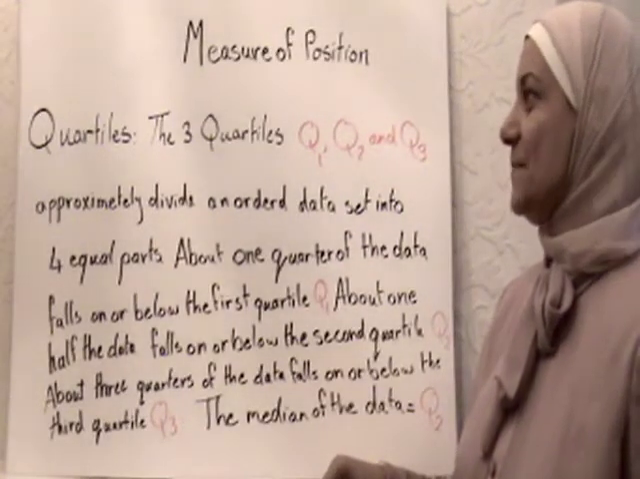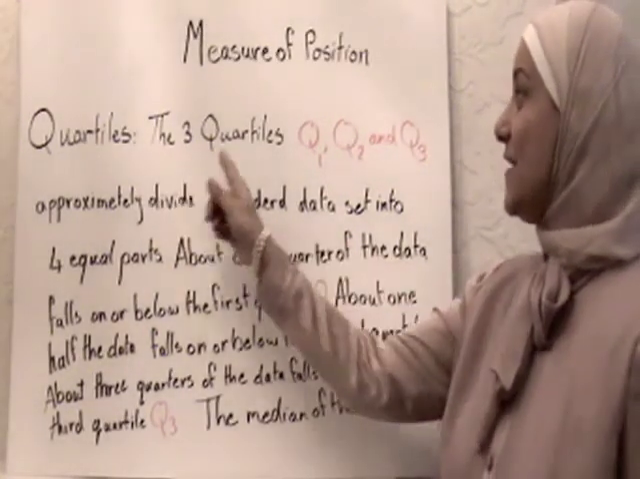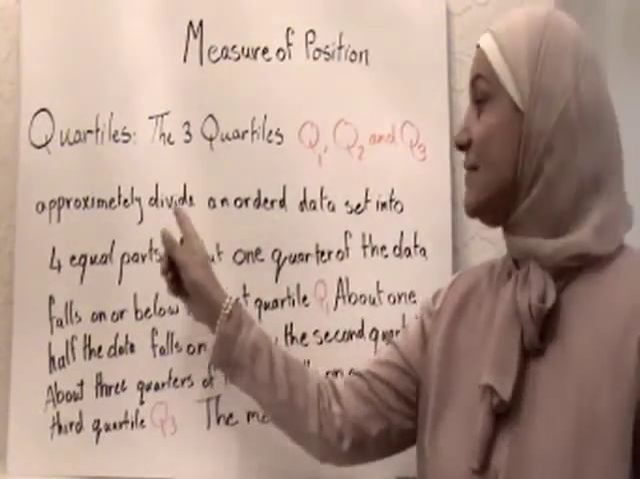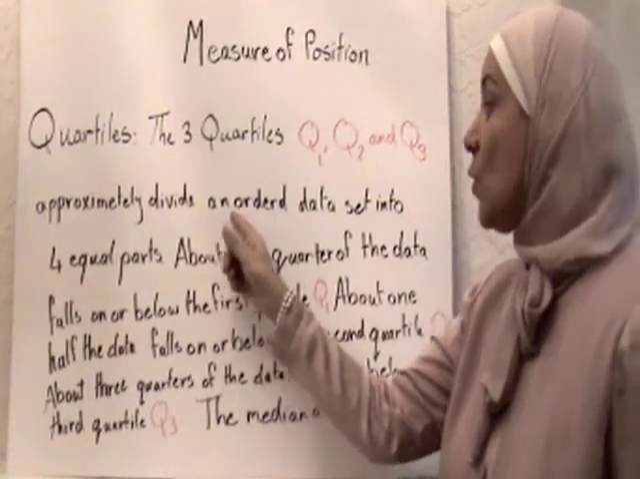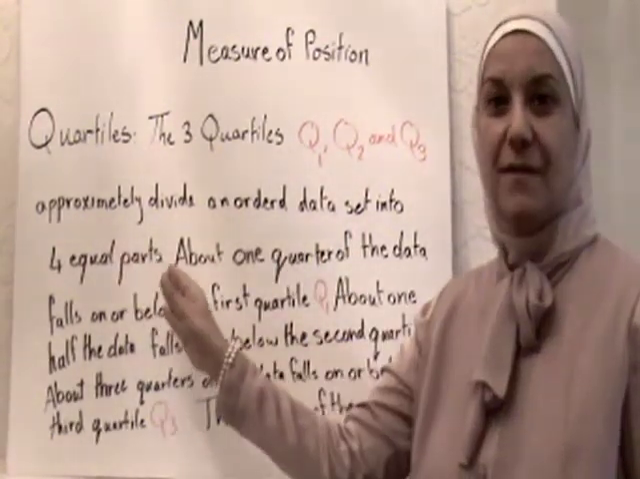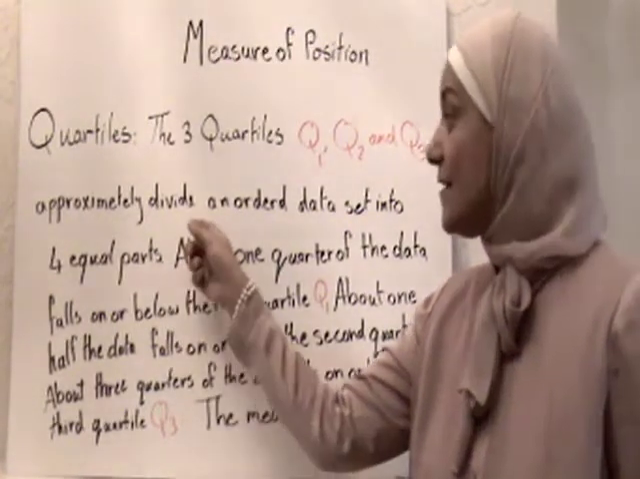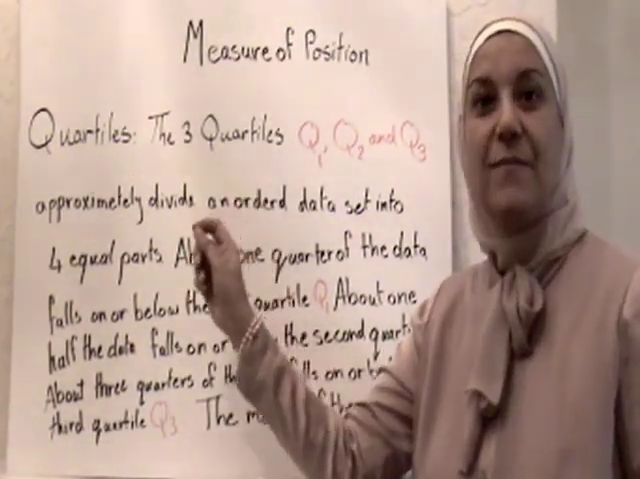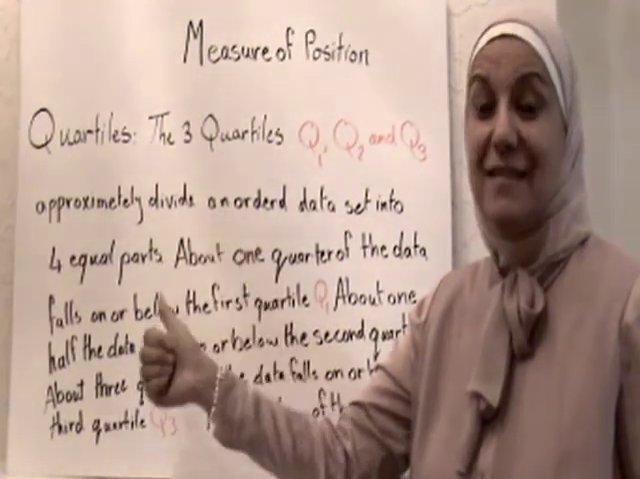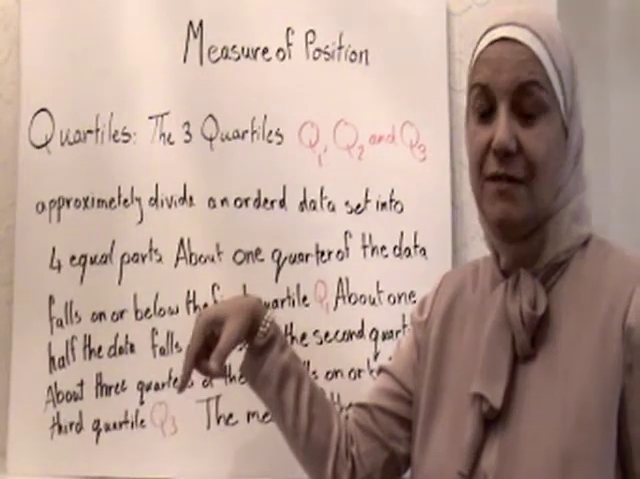Measure of position, quartiles. The three quartiles, Q1, Q2, and Q3, approximately divide any data, if it's ordered, into 4 equal parts. The most important part here is that they are ordered. I don't have my data entries scattered. I have to put them in order, whether ascending or descending, as we have mentioned earlier.